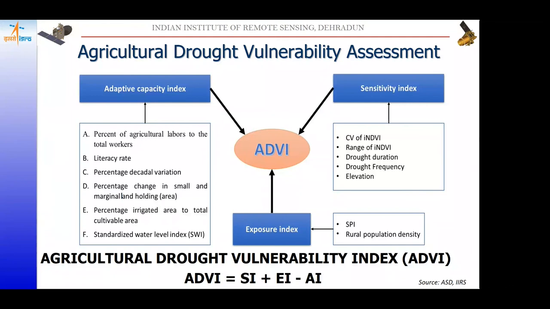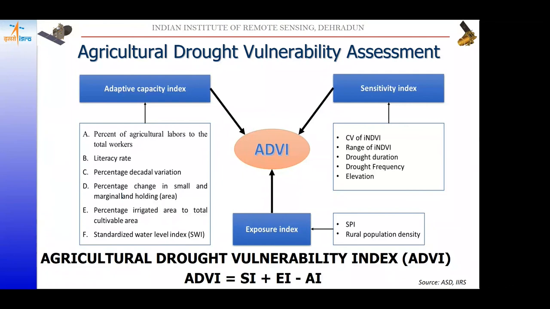So we collect all the data sets in the category of socio-economic parameters, where we incorporate the percentage of agricultural labor with respect to total workers, then literacy rate, percentage decadal variation in groundwater, surface water, as well as the population density and literacy rate also. Then percentage change in small and marginal land holding in terms of their area, how much area is increased or decreased at the block level. That area also we incorporate in the same adaptive capacity index computation.